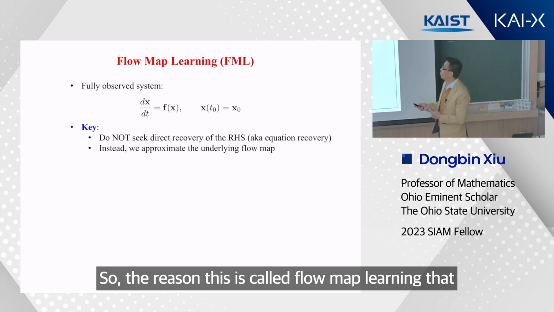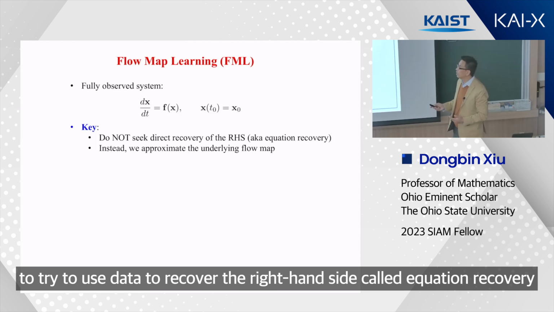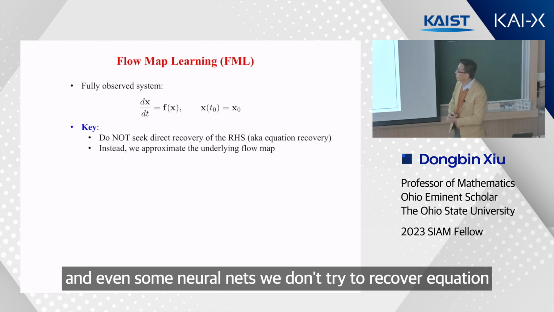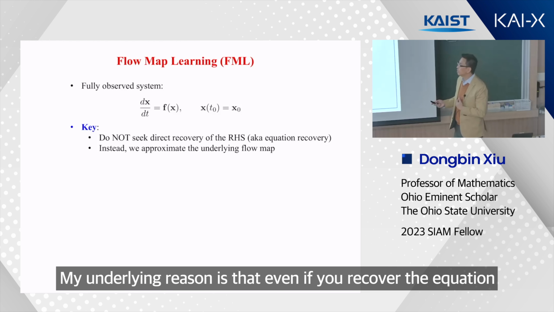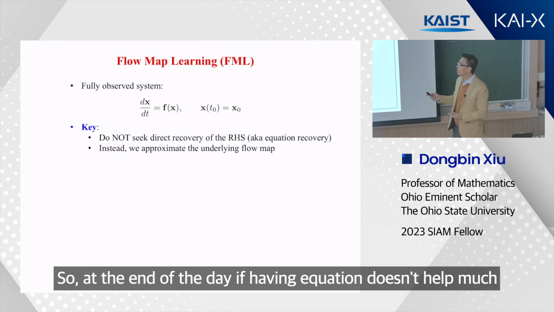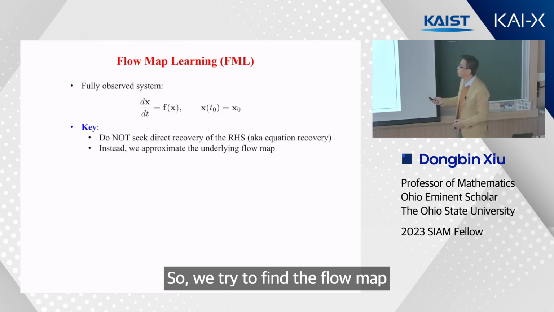The reason this is called flow map learning is that there has been quite some work trying to use data to recover the right-hand side, called equation recovery, with polynomial sparse recovery, and even some neural nets. We don't try to recover the equation. My underlying reason is that even if you recover the equation, so what? You still have to discretize it and try to solve it. So at the end of the day, having the equation doesn't help much. As I said, the right-hand side eventually is a piece of code. So let's just go there directly. We try to find the flow map.